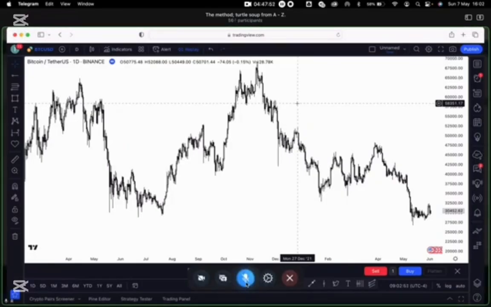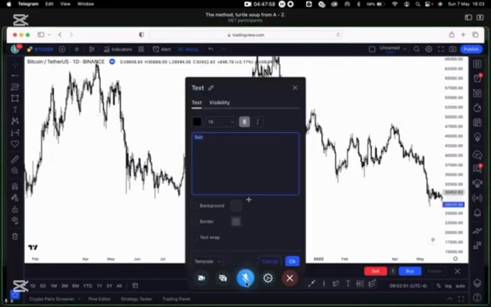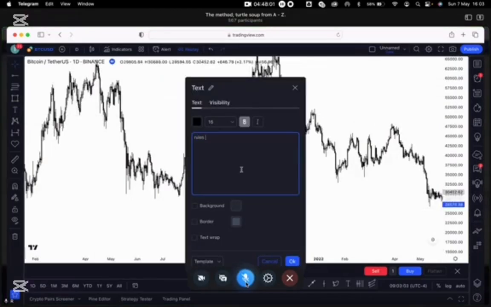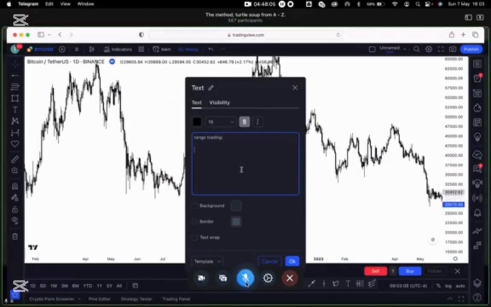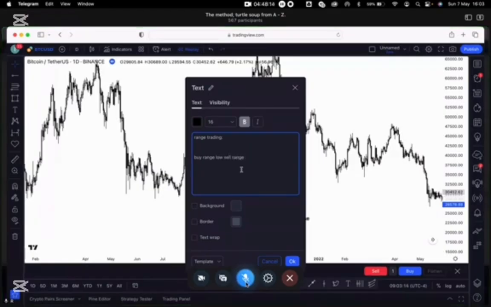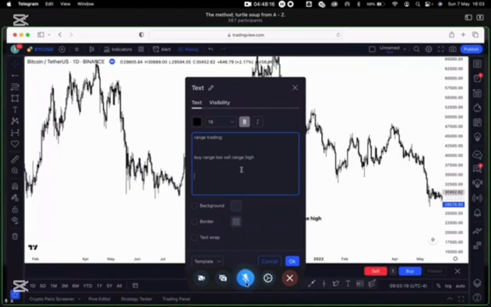One of them is a range high. Let's write down the rules of range trading, most of them. Again, buy low, sell high. Goes without saying. So buy range low and sell range high, correct? Or if you're not sure, then never buy range high and never sell range low.